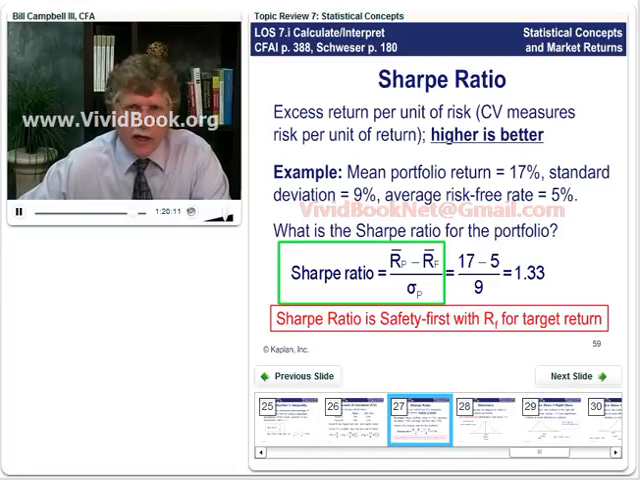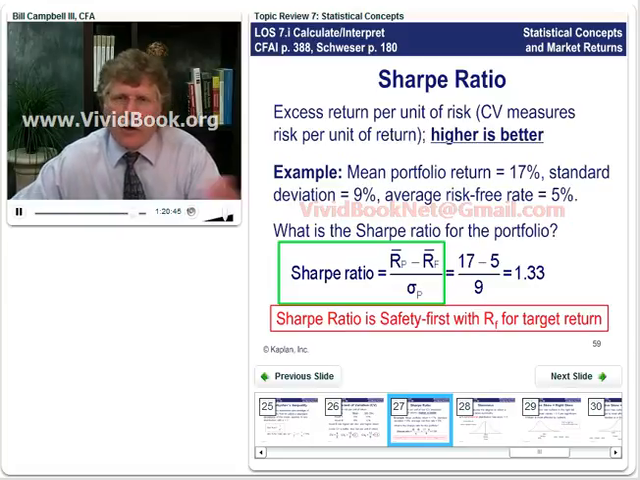I don't know why they abbreviate risk-free interest rate as R sub F. The R is the rate, so why F? It should be RF for risk-free, but this is the way they do it. Don't ask me why. They didn't ask me. If they'd asked me, I would have told them it was stupid. But this is what they do. R sub F bar. We take the expected portfolio return minus the expected risk-free rate, divide it by sigma sub P, the standard deviation of the portfolio's returns.